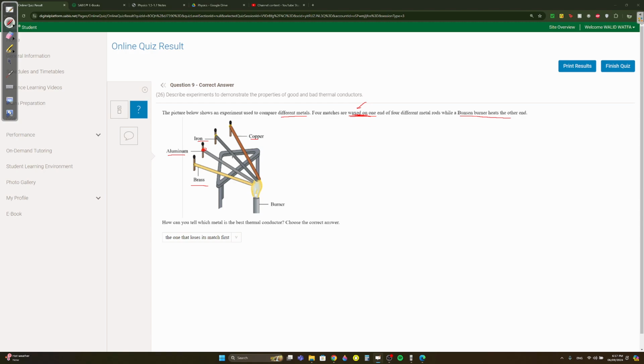How can you tell which metal is the best thermal conductor? Is it the one that lights the match first? Of course not. We're connecting it with wax. And what happens when you heat wax? It melts. So the one that's the best thermal conductor will melt this wax first, thus causing the match to fall on the ground. And which one is that? It doesn't matter. So which one's the best conductor? The one that loses its match first. And if I'm not wrong, it should be copper, but don't take my word on that. You don't need to know that anyway. So the best thermal conductor is the one that loses its match first.